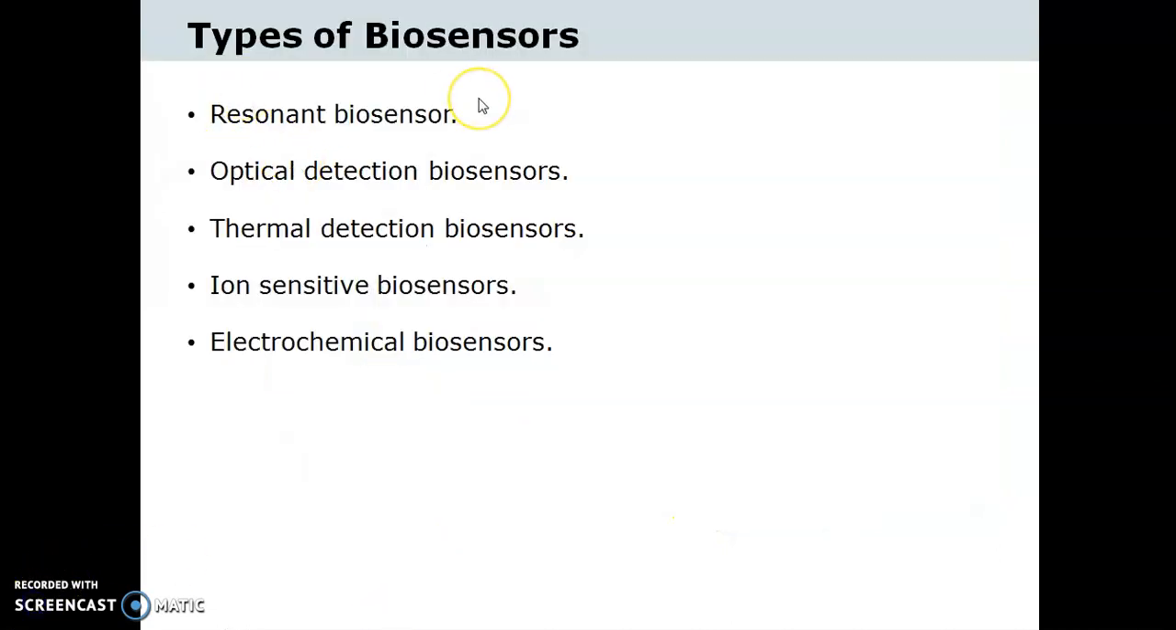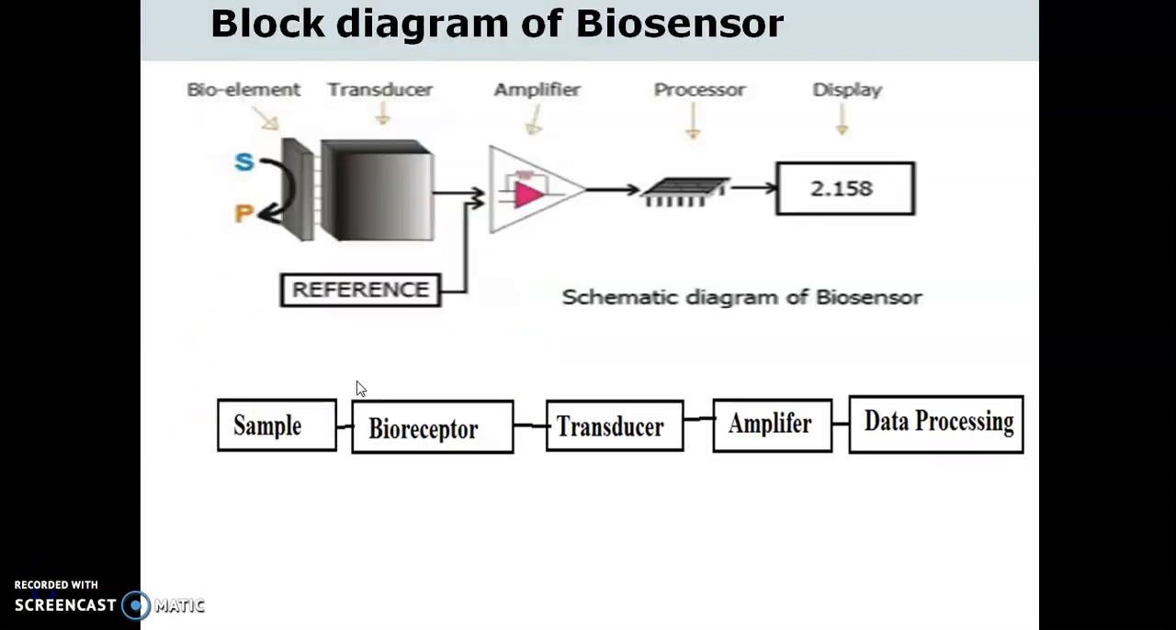There are so many different types of biosensor: resonant biosensor, optical detection biosensor, thermal detection biosensor, ion sensitive biosensor and electrochemical biosensor. Now we will study the block diagram of biosensor in detail. So the first block shown in this figure, that is a sample or analyte, the substance of the interest that needs detection. For instance, the glucose is an analyte or the sample in a biosensor designed to detect the glucose.